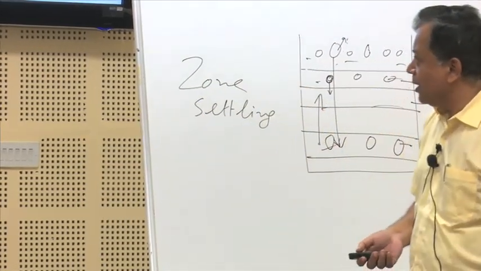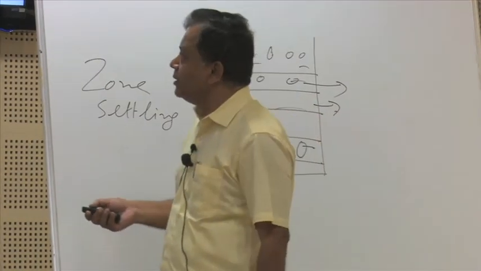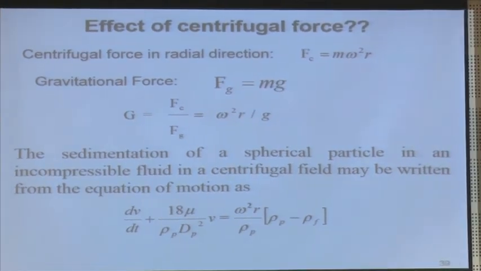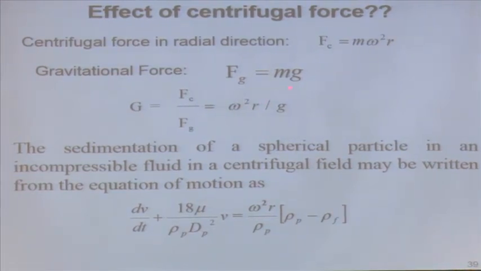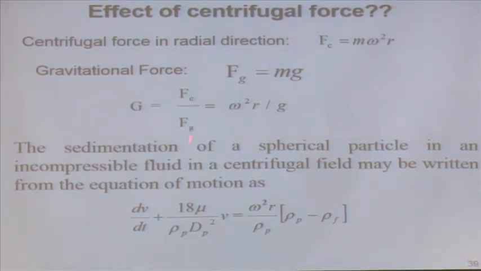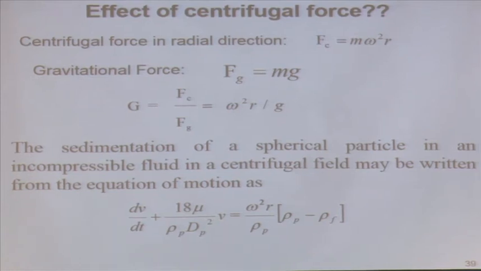Now, I will make your life very simple, I will not deal with the detailed derivation of this. The centrifugal force in the radial direction, if my system is moving, is m omega square r, where omega is basically 2 pi n. Gravitational force is Fg equal to mg, and I can take a capital G to denote the ratio between this Fc and Fg, that is omega square r by g. There is a book by Hsu, also from University of Queensland, on the theory of centrifugation, I forgot the exact name, but it is Hsu. It is a good book.